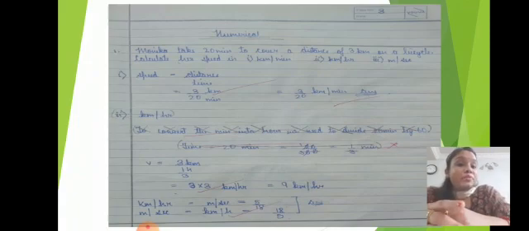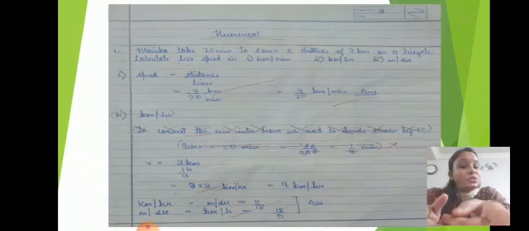Next we have to find the answer in kilometer per hour, so we will change the minutes into hours. We will divide 20 by 60, so it will come 1 by 3 hours. Again the same formula, speed is equal to distance by time, 3 by 1 by 3, that is coming 9 km per hour. The next is meter per second.